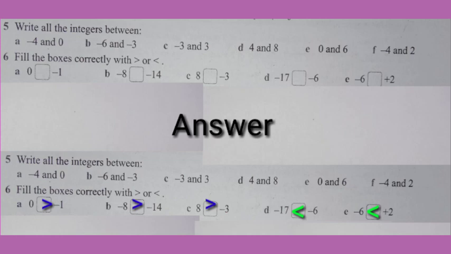(d) minus 17 and minus 6. Here the answer is minus 17 is less than minus 6. (e) minus 6 and plus 2. Here the answer is minus 6 is less than plus 2.